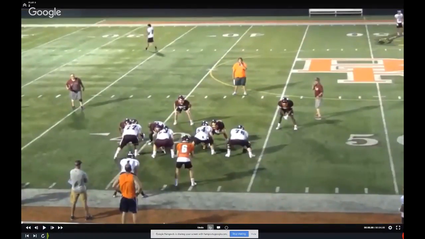We're going to have inside zone to the right. 5's the mic. Scrape, scrape, scrape. Deuce, deuce, deuce. And our blast call is probably a nice option here with this 3 technique, and we could pull and lead around.